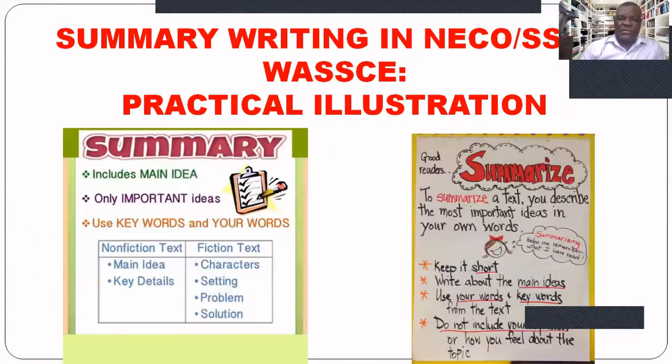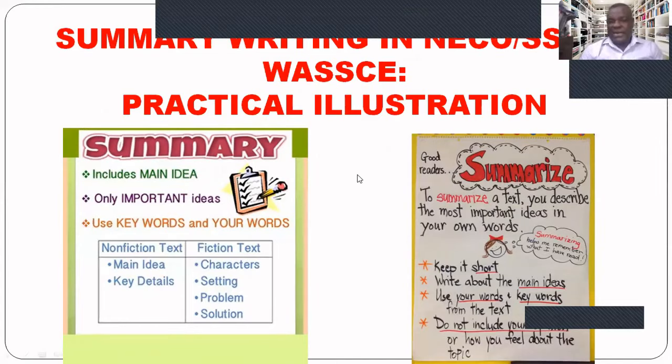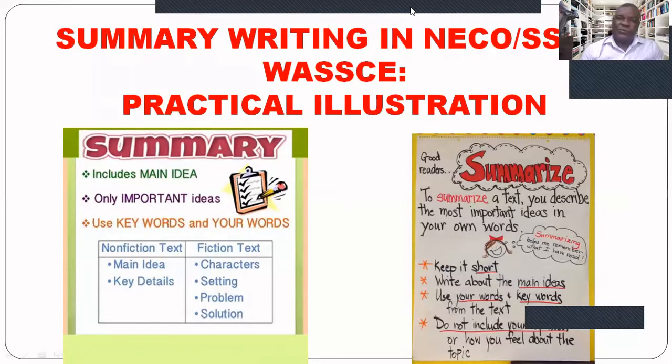all that we discussed. We have been looking at summary writing in NECO, SSCE, and WASSCE, and we took a past exam question for practical illustration. So, well, that's how it has been in today's lecture. This is where we draw the curtain.